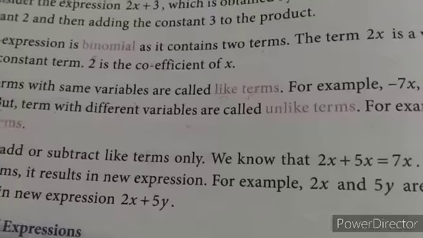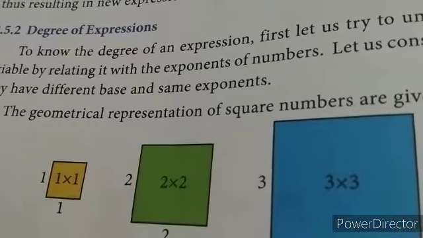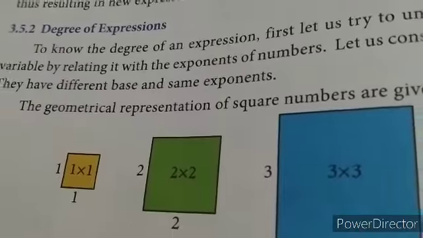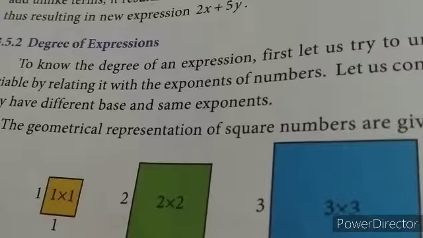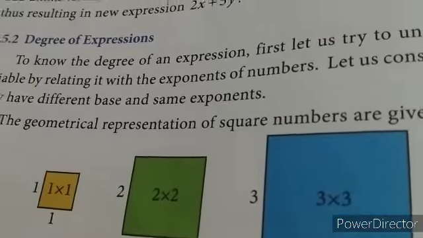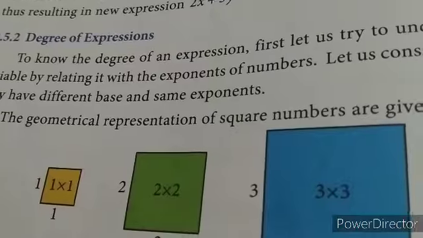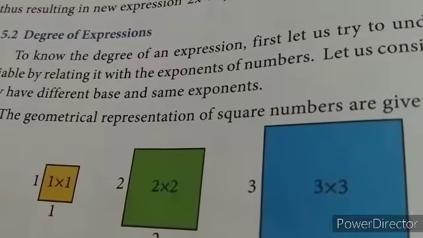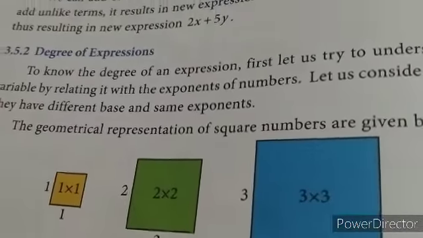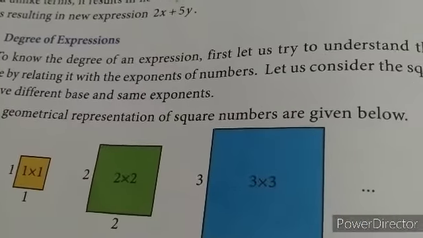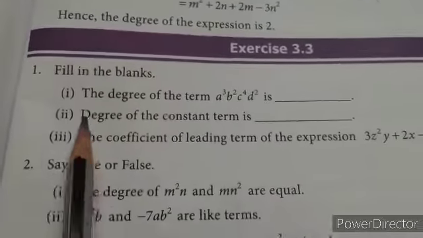Now, the largest power of the variable in an expression is called the degree of the expression. If it has more than one variable, then take the sum of the powers of the variables in each term and take the maximum of all these terms. Let's try the exercise sum 3.3. Now fill in the blanks.